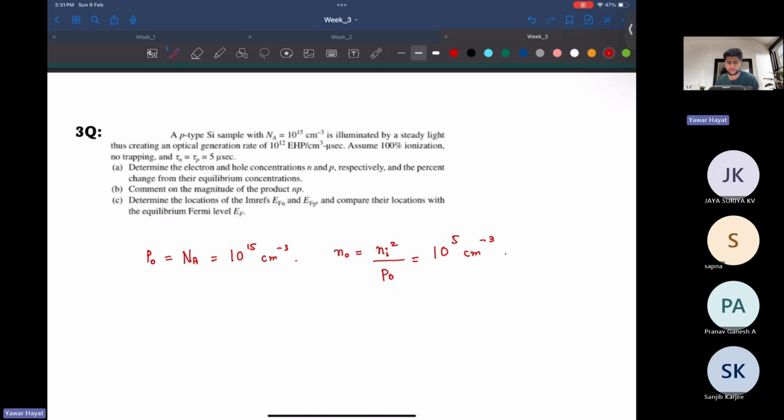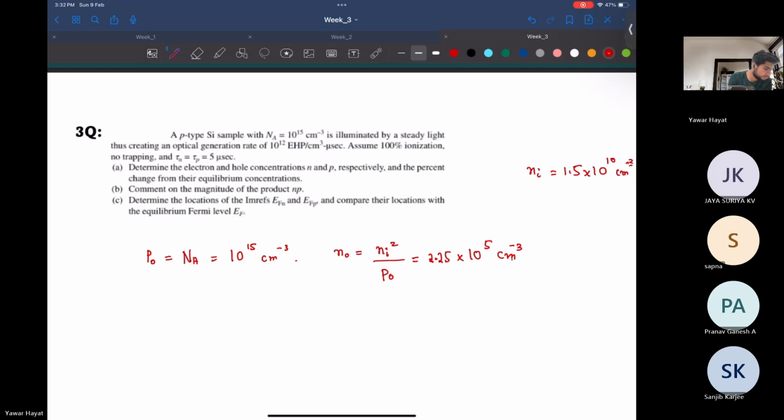For this question, use Ni equal to 1.5 into 10 to the power 10 per centimeter cube. Then you won't get this 10 to the power 5, because that corresponds to 10 to the power 10. If you use this 1.5 factor, the value would be multiplied by 1.5 square, which is 2.25, into 10 to the power 5 per centimeter cube. Yes, now it's fine. So we computed the equilibrium hole concentration and equilibrium electron concentration.